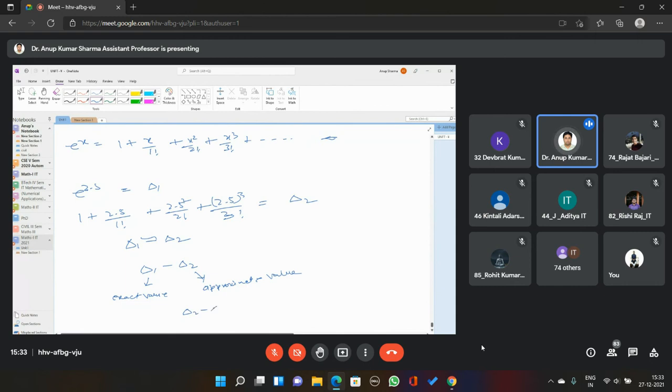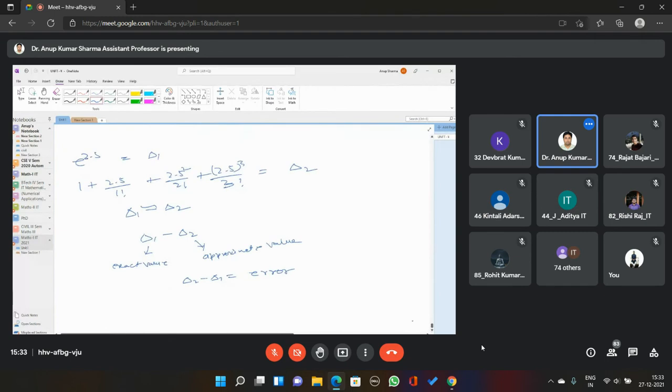So delta 2 minus delta 1 is equal to, you will get the error. It is also known as the remainder term. So, expansion, you know these things.